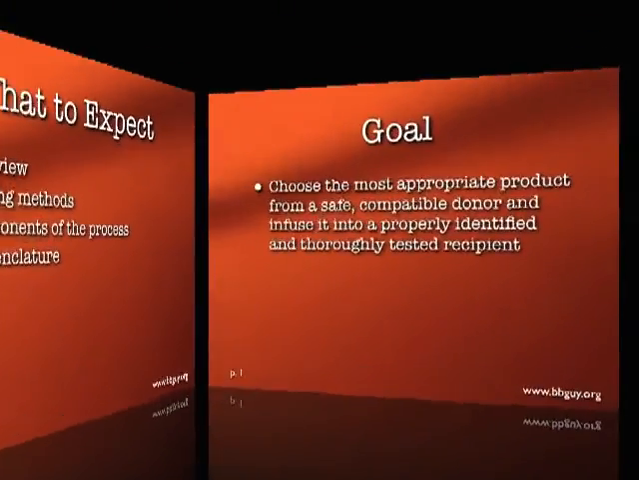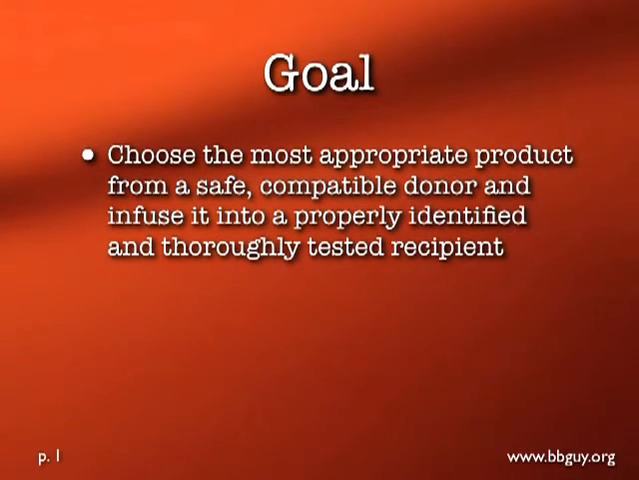So, what are we trying to do when we're doing pre-transfusion testing? In other words, when we're doing the testing that we are required to do before a blood product leaves the control of the transfusion service and goes either to a patient in the hospital or to an outpatient or whatever the case may be, we're trying to choose the most appropriate blood product from a safe, compatible donor and infuse that product into a properly identified and thoroughly tested recipient. Basically, we're going to spend the rest of our time together today kind of beating that to death and figuring out exactly how to do that.